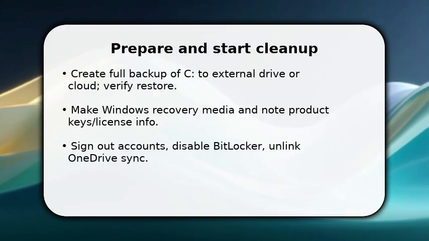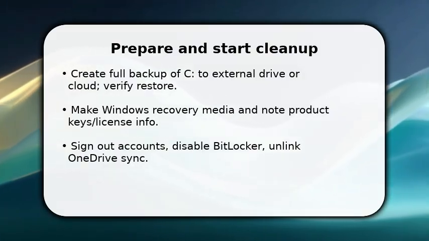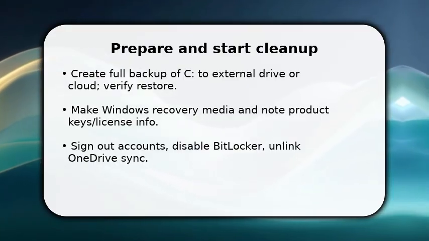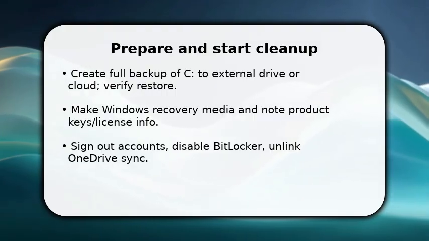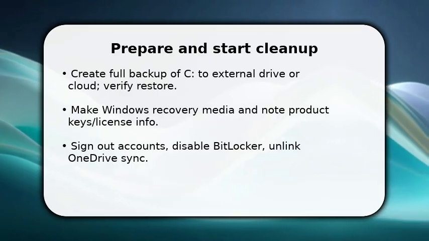You begin by securing everything on C. Backup user folders and system images so you can restore if needed. Once done, create Windows recovery media and record any product keys, and make sure BitLocker is suspended so files aren't locked. Next, sign out synced accounts and unlink OneDrive.